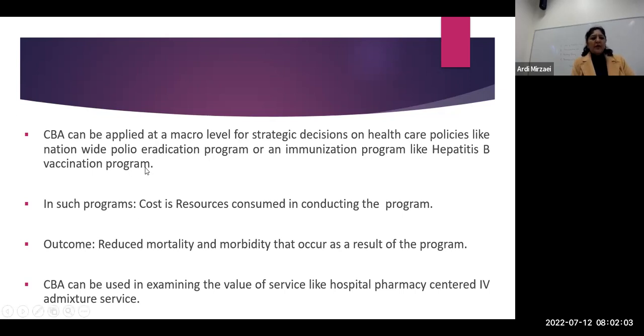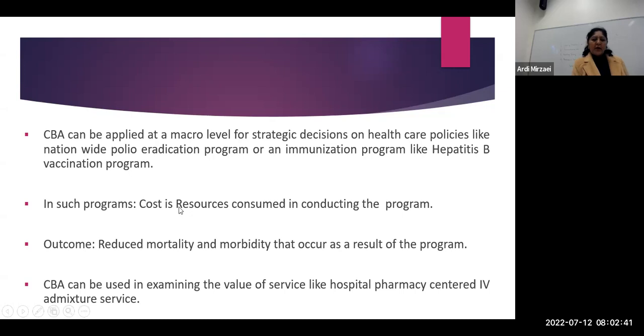So cost benefit can be applied at a macro level for strategic decisions on healthcare policies like a nationwide polio eradication program or an immunization program like the hepatitis B vaccination program. So for such huge programs, where the state or the country is involved, we can calculate this is the cost of the immunization program and this is the benefit. So is it beneficial to go for this program? I'll show you some sums for that.